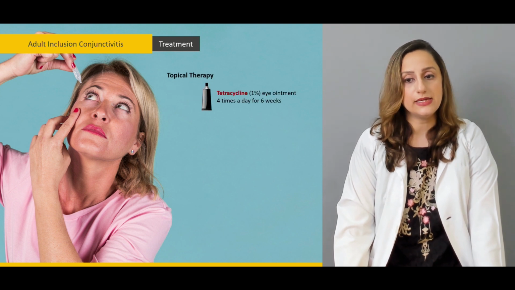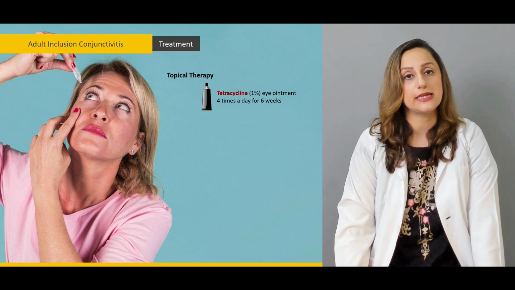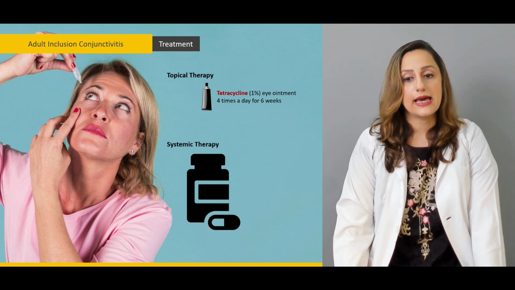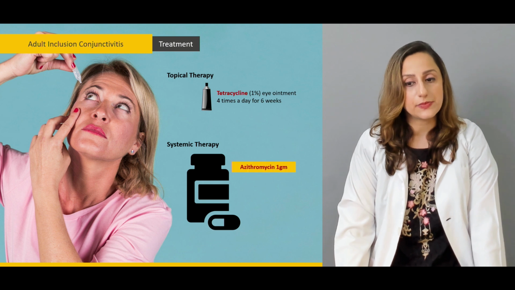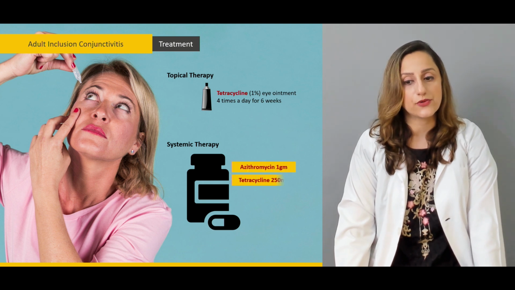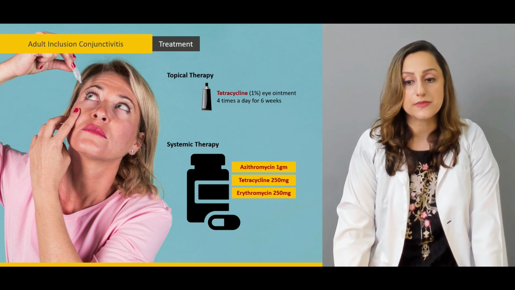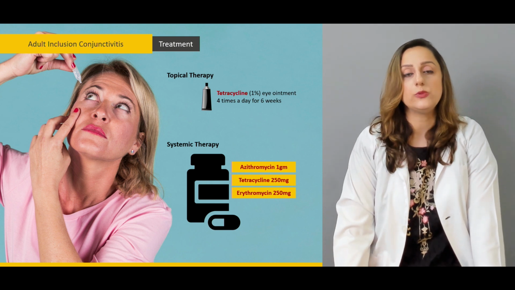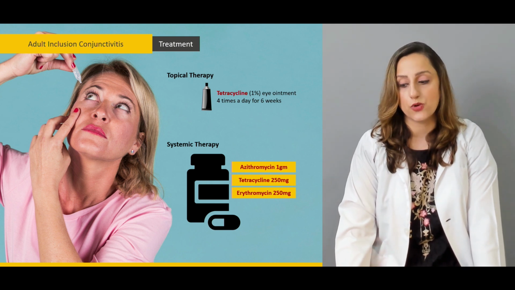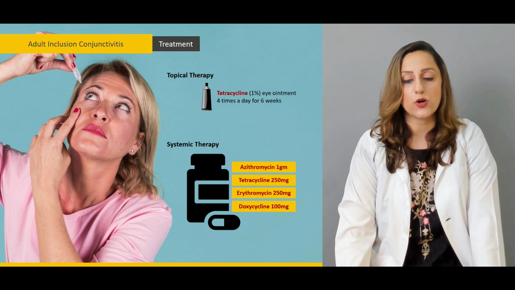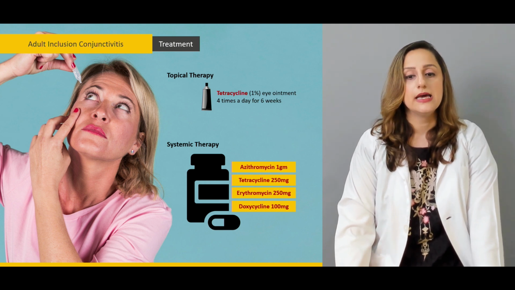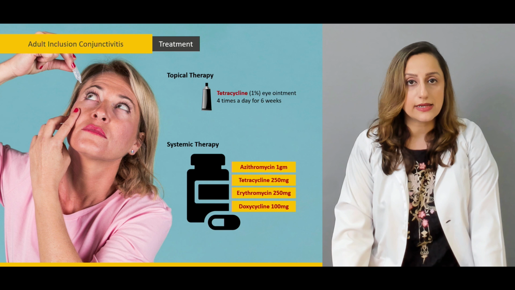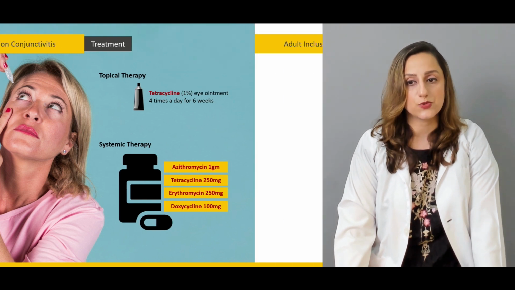And the treatment would obviously include topical therapy, that is tetracycline eye ointment 4 times a day for 6 weeks. And then we have the systemic therapy, that is azithromycin 1 gram, tetracycline 250 milligrams, or alternatively, we can use erythromycin, almost 250 milligrams. Doxycycline 100 milligrams is sometimes systemically prescribed to these patients as well.